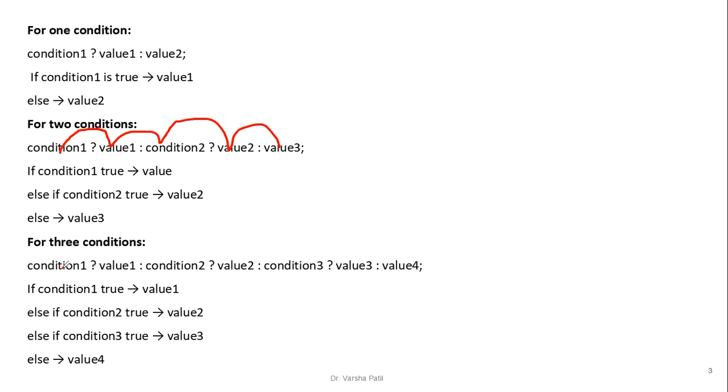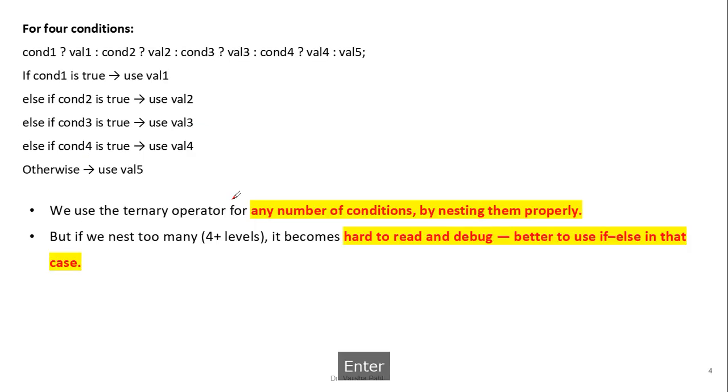For three conditions, if the first condition is true, it will give value 1. But if this condition fails, it will check another condition. If the second condition is true, then it will give value 2. If the second condition fails, it will check condition 3. If condition 3 is true, then value 3, otherwise value 4. So in this way it goes for n number of conditions. See it for 4 conditions.